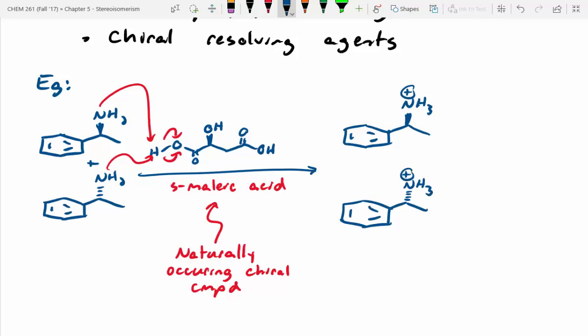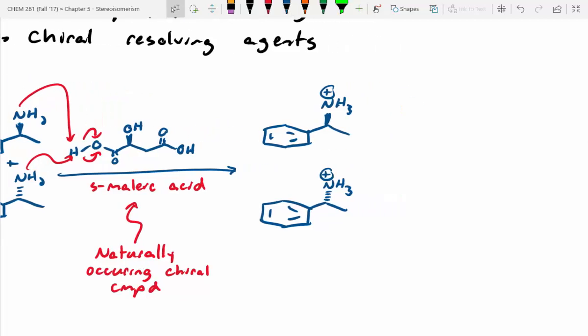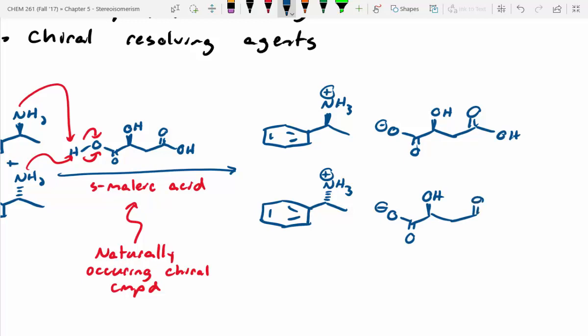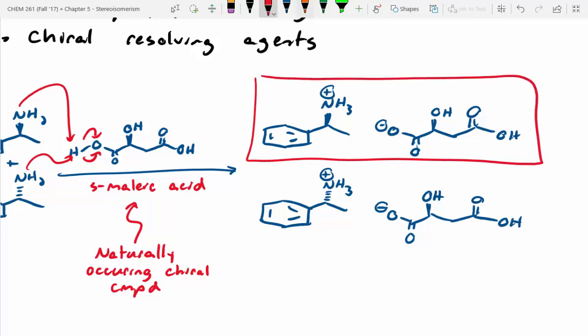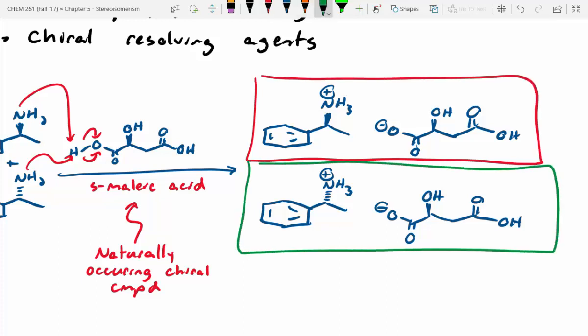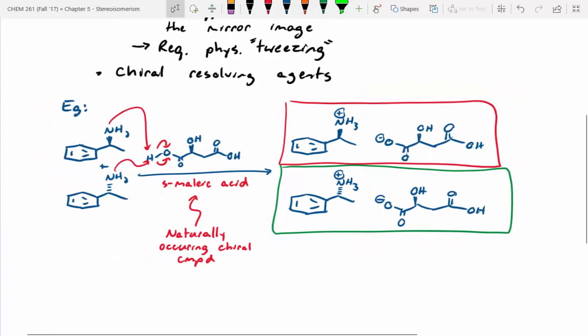And because it's a salt, it must have a corresponding anion, right? So the anion in this case has got to be the conjugate base. Oops, sorry, that should be a wedge. And then same thing down here. We've got our conjugate base. And now we've got this compound in the red box, that's a salt, and this compound in the green box, that's a salt. Do we agree on that?